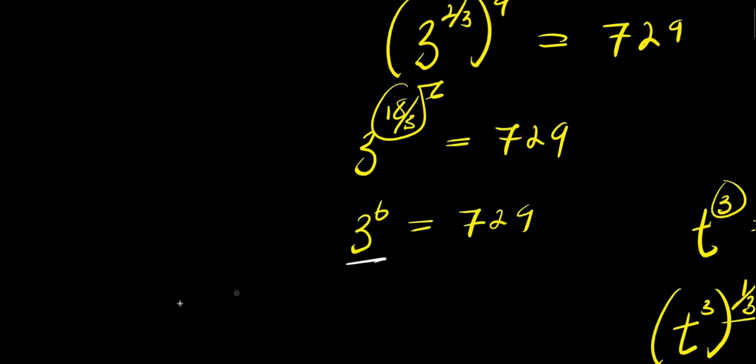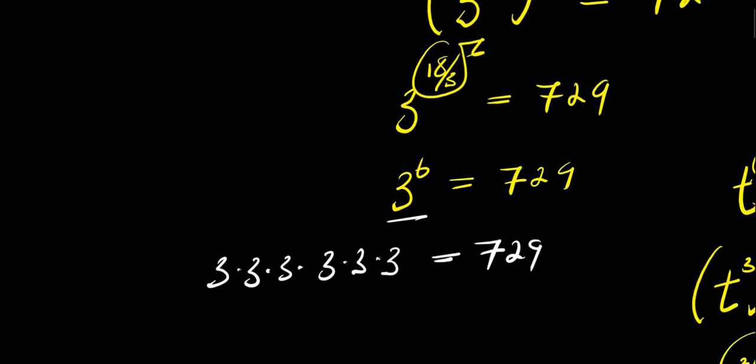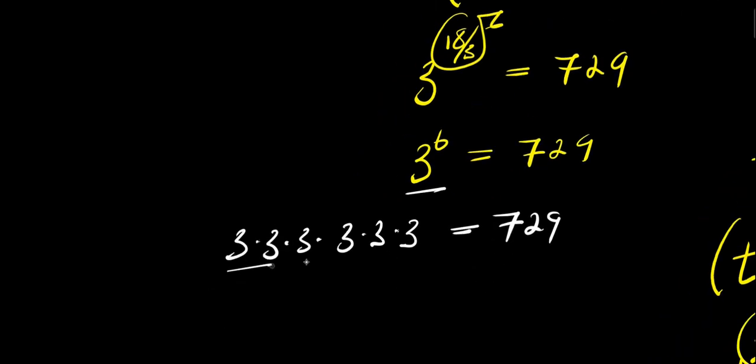So this simply means 3 times 3 times 3 times 3 times 3 times 3 equals 729. This is 9, this is 9, this is 9. So this is 9 times 9 times 9, and that is 729.